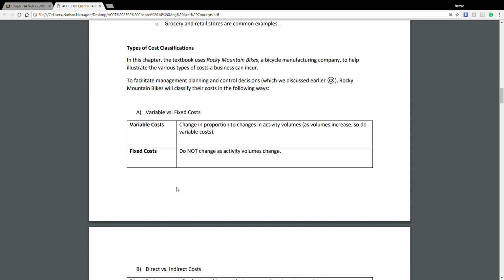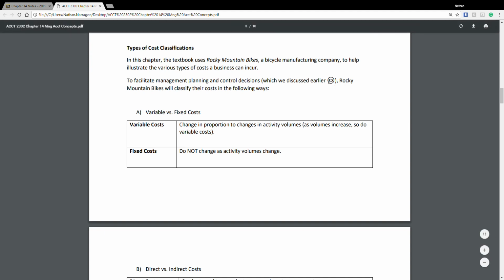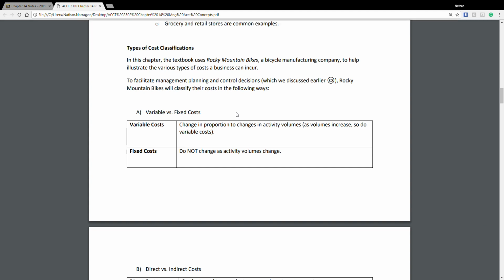Alright, so to facilitate planning and control decisions, and I like this little smiley face, it's a cute smiley face, Rocky Mountain Bikes will classify the costs the following ways. Watch out for this. First one is variable and fixed costs. These are two key ones that we're going to go into quite a bit in the chapters.